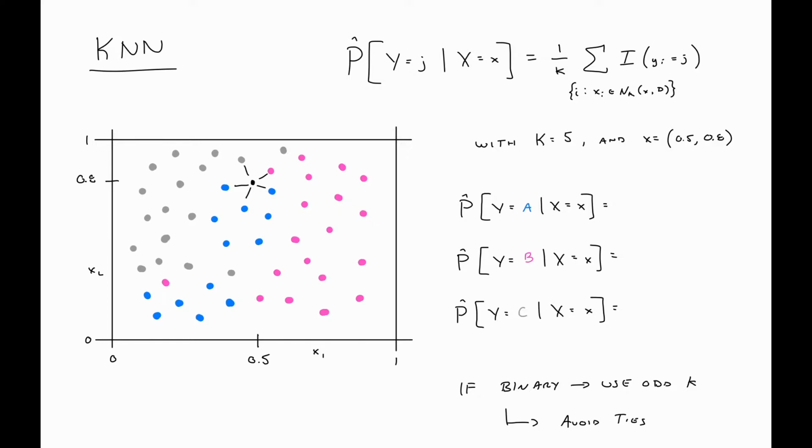Okay, well, now I want to estimate the probability that y is A, or blue, given that x is 0.5, 0.8. Well, there's 5 neighbors. 3 of them are blue. How about 3 over 5? If we went to B, or pink, there's 5 neighbors. 1 of them is pink. 1 over 5. If we talk about C, or gray, there's 5 neighbors. 1 of them is gray. How about 1 over 5?